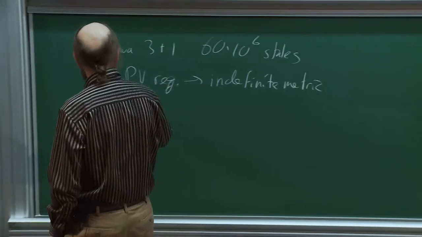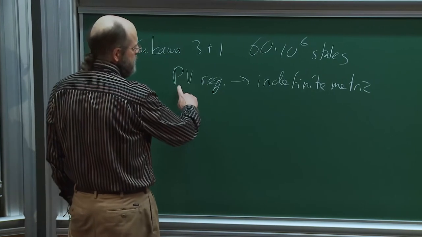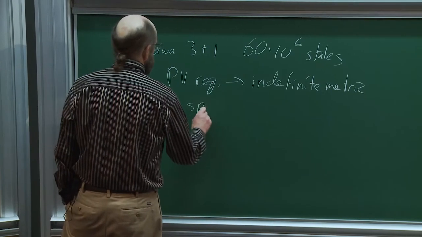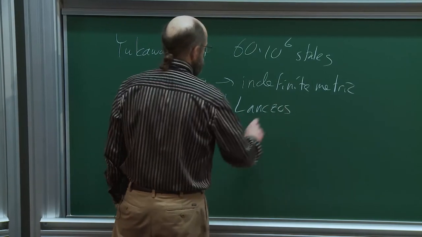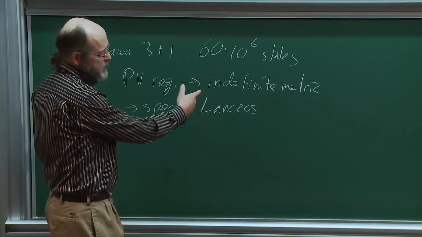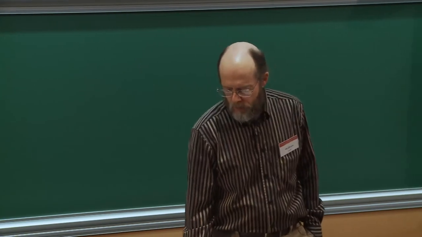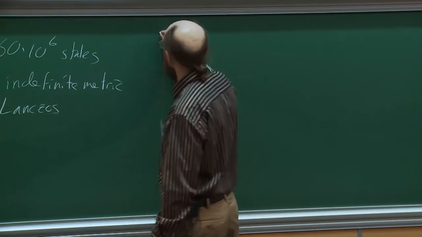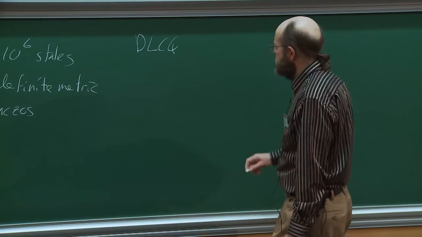But in any case, what I'm talking about is the technology required to do that kind of calculation. There is a method that I developed. You have to use a special algorithm related to the basic Lanczos algorithm that takes into account this indefinite metric. And we can handle things in the way that you would normally do for an ordinary symmetric Hamiltonian matrix. But these are done with a method that's called by the acronym DLCQ, discrete light cone quantization.